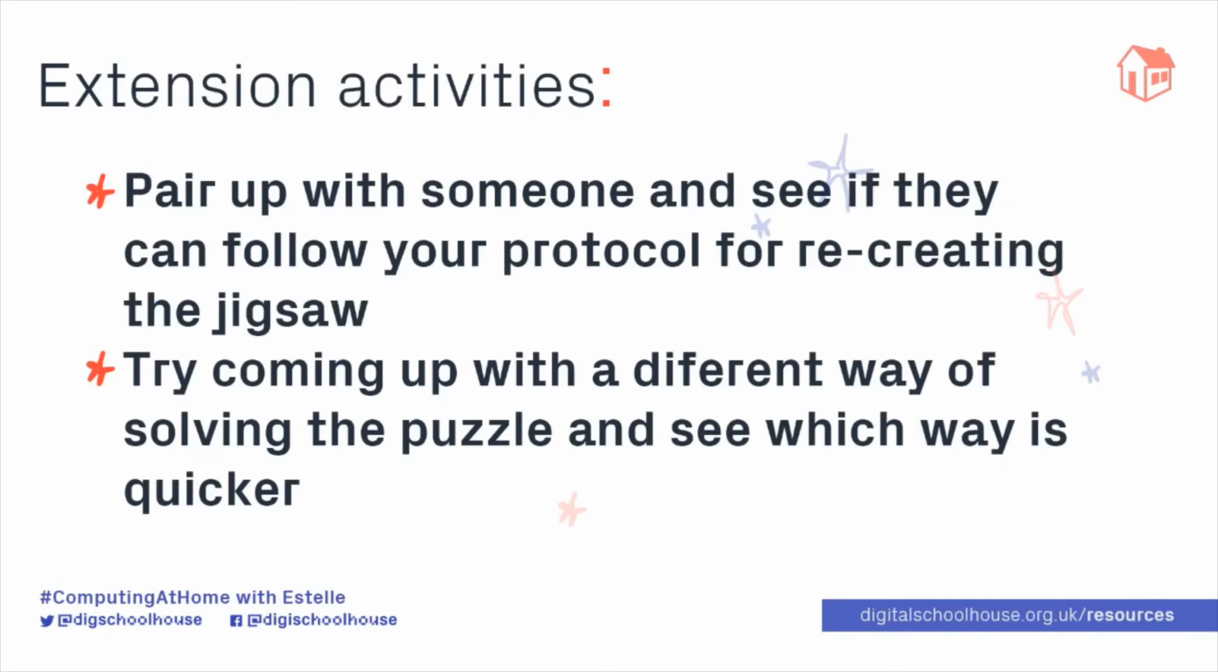If you've really enjoyed this activity and want to take it further, why not pair up with someone and see if they can follow your protocol for recreating the jigsaw? That way you'll know if your instructions are really good. Or you could try coming up with a different way of solving the puzzle and see which way is quicker. This is actually part of algorithmic thinking, and there's always more than one way to do something. And actually what computer scientists do is measure to see which of the algorithms is the best for completing the activity.